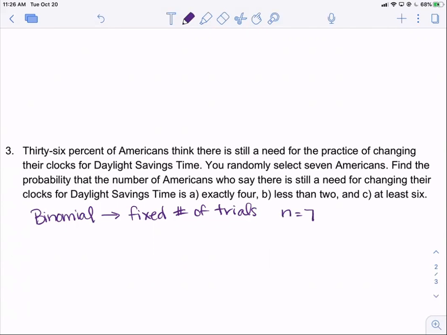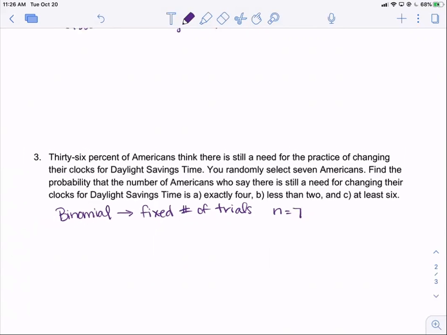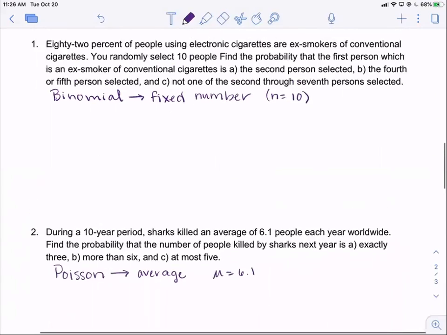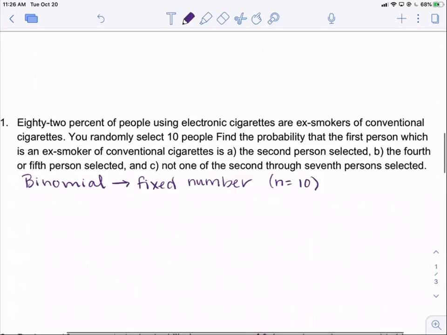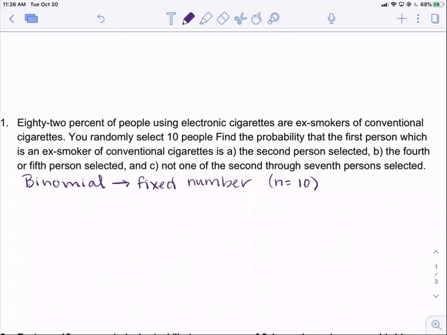Okay. So there is one of these 3 problems we could change to make geometric. So let's talk about that. So the first one, if we get rid of something, we can change that to be geometric. What would you get rid of? If you get rid of this, you randomly select 10 people. And the reason why it says find the probability that the first person, that first success is the second person, the fourth or fifth, not one of the second through seventh. That changes it to be geometric.